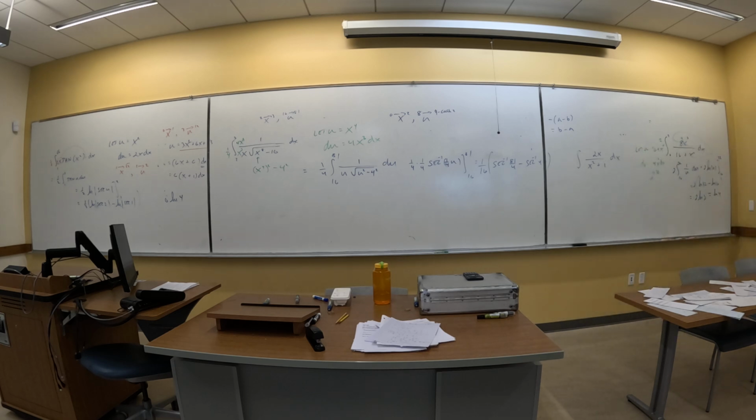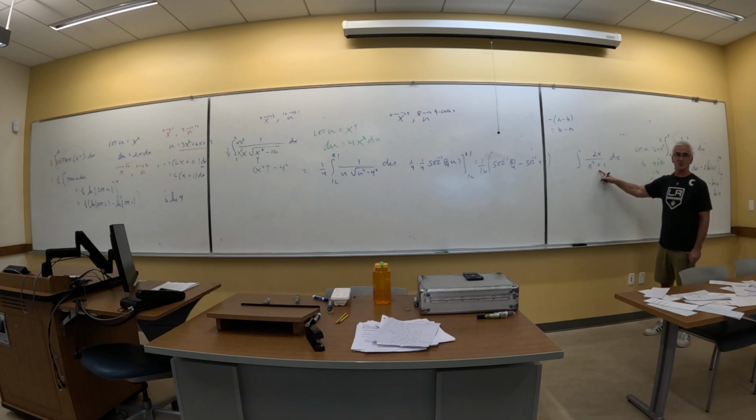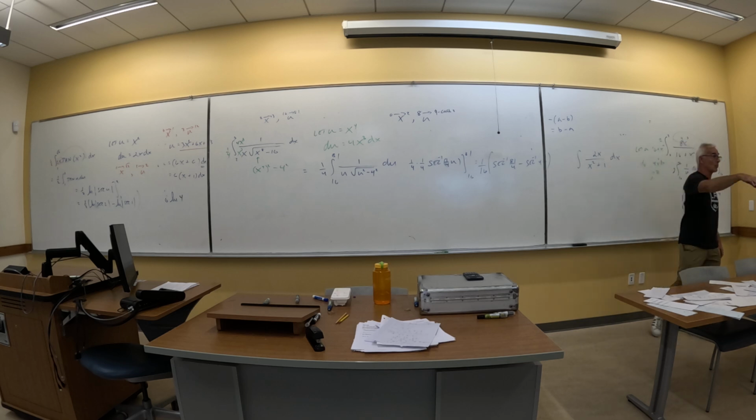Is my numerator exactly the derivative of my denominator? Yes or no? Mm-hmm. So we would say let u equal x squared plus 1, let du be 2x, and I rewrite this as 1 over u, then I integrate it, I get natural log of absolute value, then I substitute back.